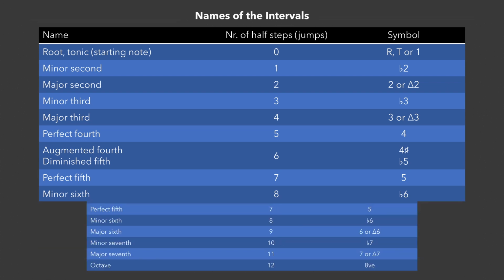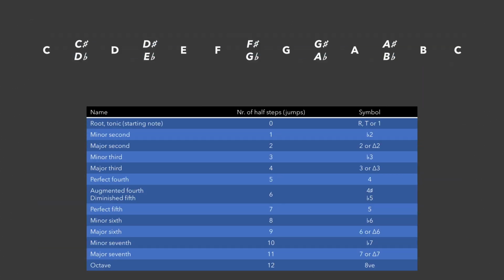Starting on C, if we take 4 steps, this means 4 half steps or 2 whole steps, we land on the note E. According to our table, we can see that 4 half steps correspond to a major third. If we go back to the C and then go from the C to the G, we have 7 half steps. We jumped a total of 7 times. This interval would be a perfect fifth.